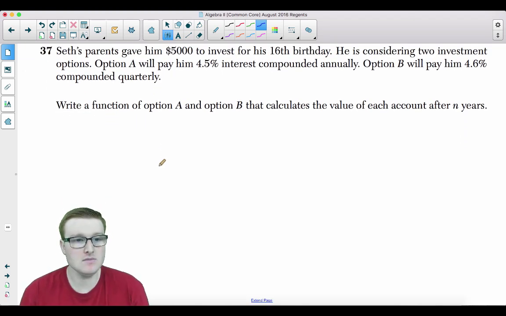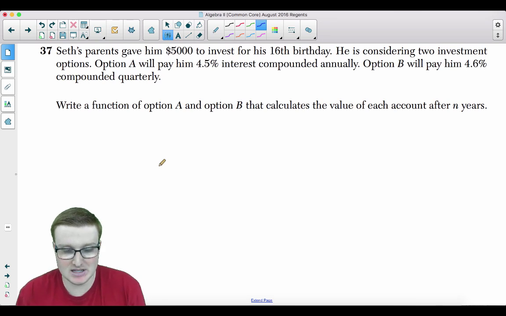37 says, Seth's parents gave him $5,000 to invest for his 16th birthday. He is considering two investment options. Option A will pay him 4.5% interest compounded annually, while option B will pay him 4.6% compounded quarterly. Write a function of option A and option B that calculates the value of each account after n years.